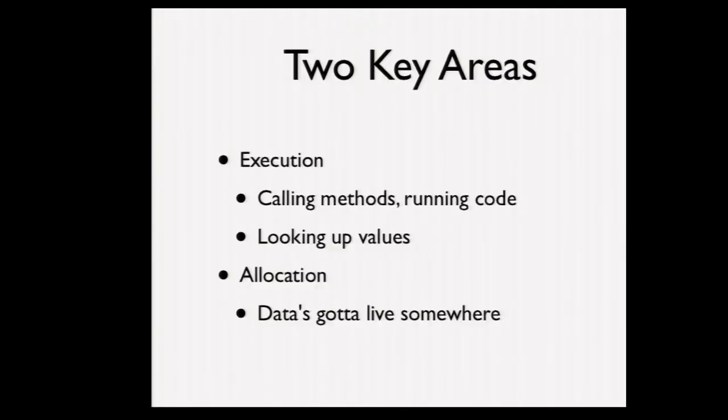And that's what I kind of want to get into today. So there's two key areas that we're looking at, two areas where we can improve code in various Ruby applications to improve performance, both straight line and memory use. Again, execution: calling methods and running code, looking up values, and talk a little bit about how we optimize that sort of stuff. And then allocation. The data's got to live somewhere, but we want to try and keep it to a minimum.